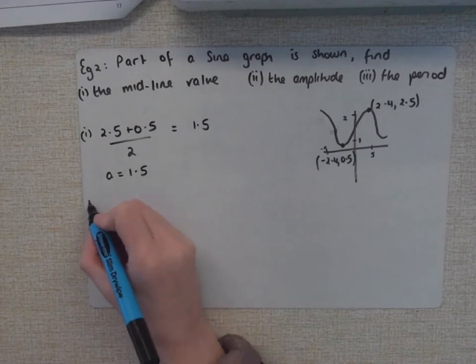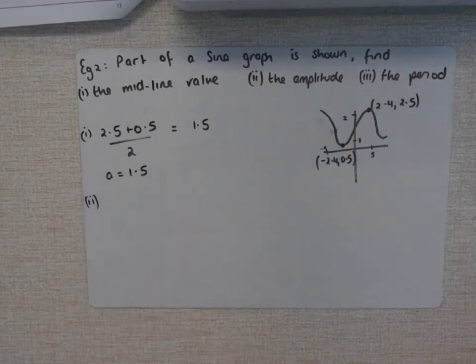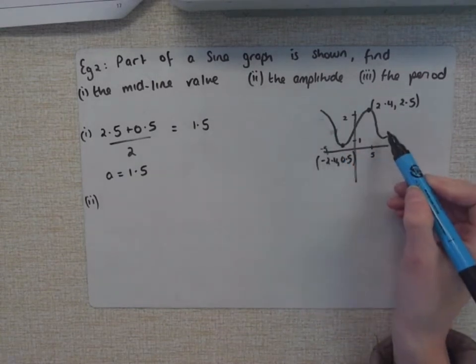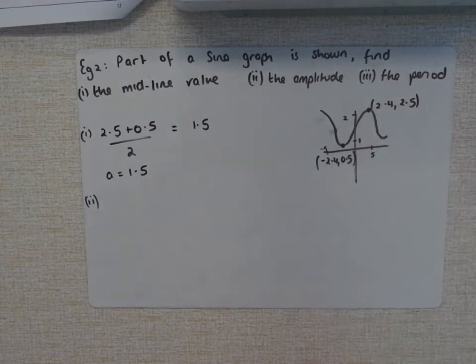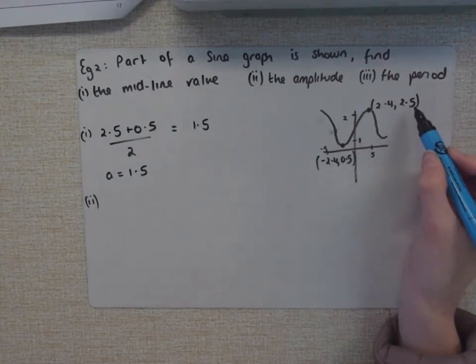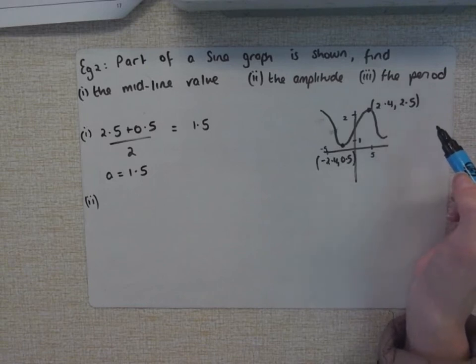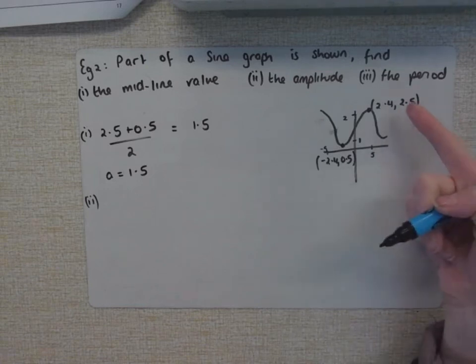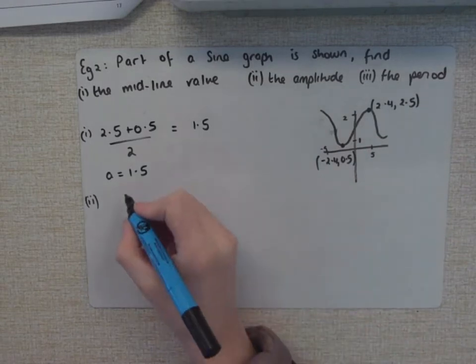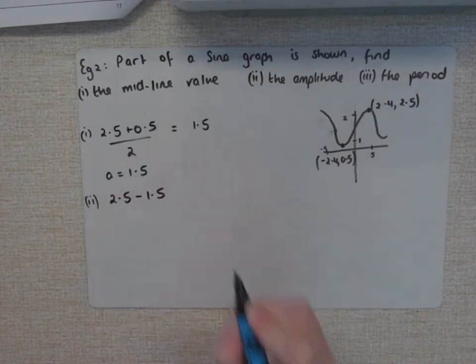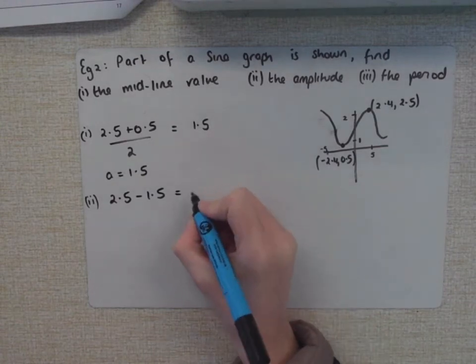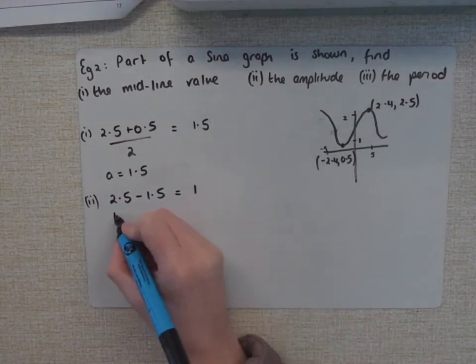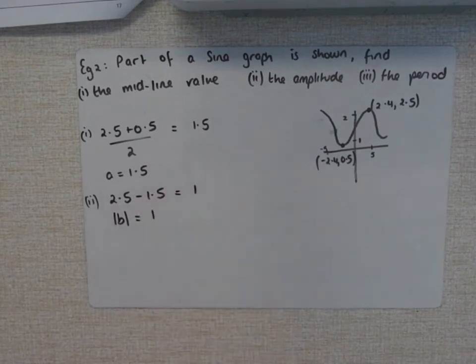Part 2. The amplitude then we know is the distance from the midline to the highest value. Okay? So how am I going to find what the amplitude is? Highest value and then take away A. Lovely. So my highest value is 2.5 and I'm taking away 1.5. Okay, so that's 1. So we know the absolute value of B is 1. So what could be B? It could be minus 1 or plus 1.